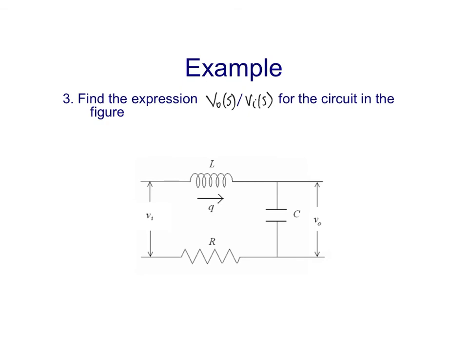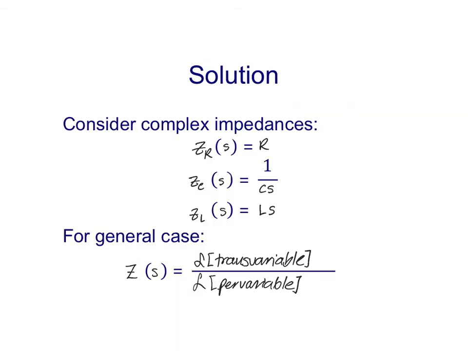Now let us consider another example. For this, we are willing to obtain the transfer function of the output voltage measured from the capacitor and the input voltage here. For the solution of this example, we're going to consider complex impedances. In general, a complex impedance is the relationship between the Laplace transform of a through variable with respect to the Laplace transform of a across variable.